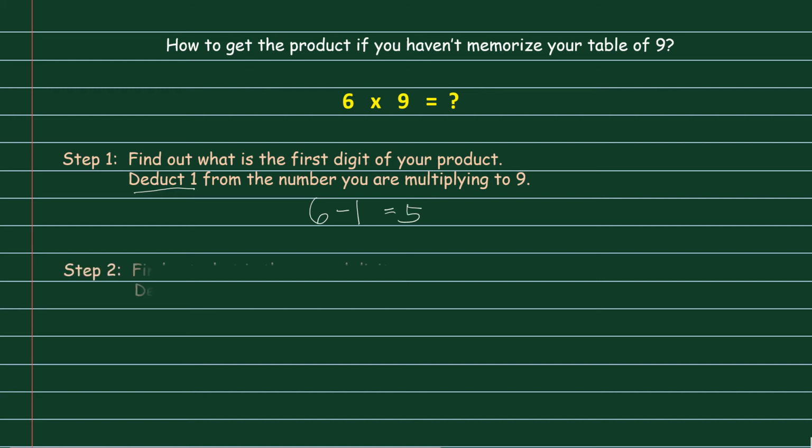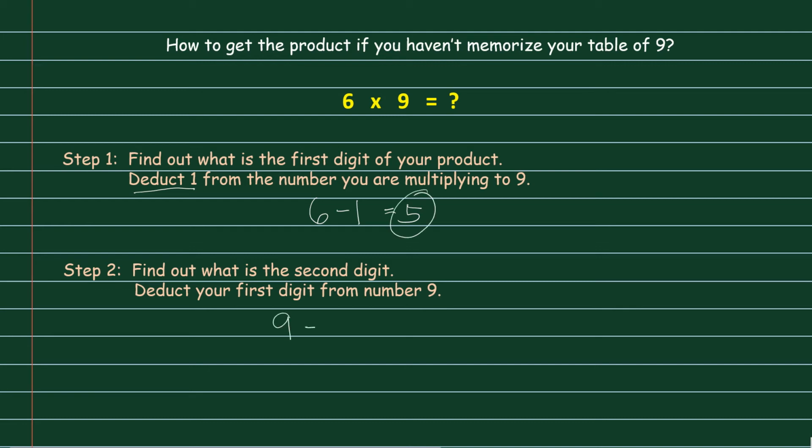Then, let's do step 2. Deduct your first digit. Ito yung first digit natin, di ba? So, we have 9 minus the first digit, okay, which is number 5. Okay, 9 minus 5, we have 4. Okay, now, combine natin yung digits. So, our first digit is 5. Then, our second is 4. So, our 6 times 9 is 54.